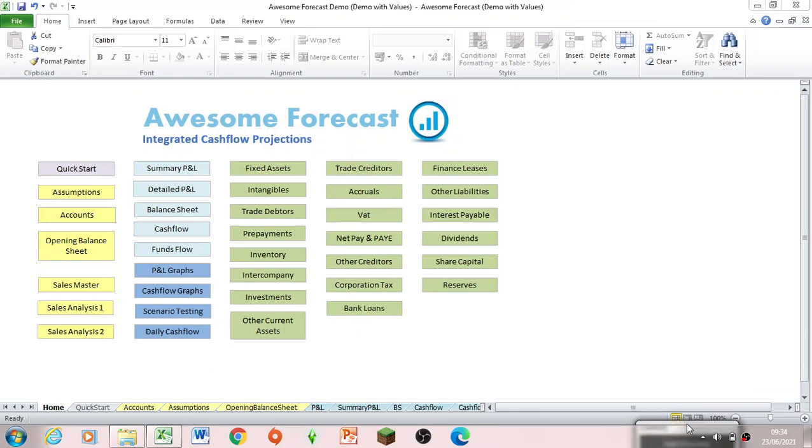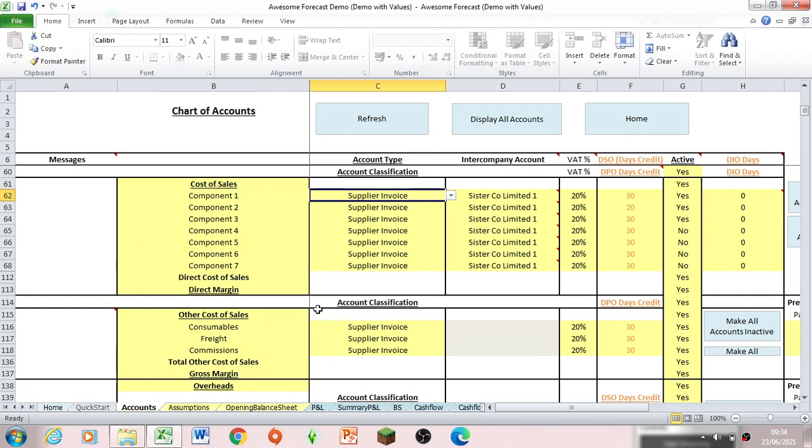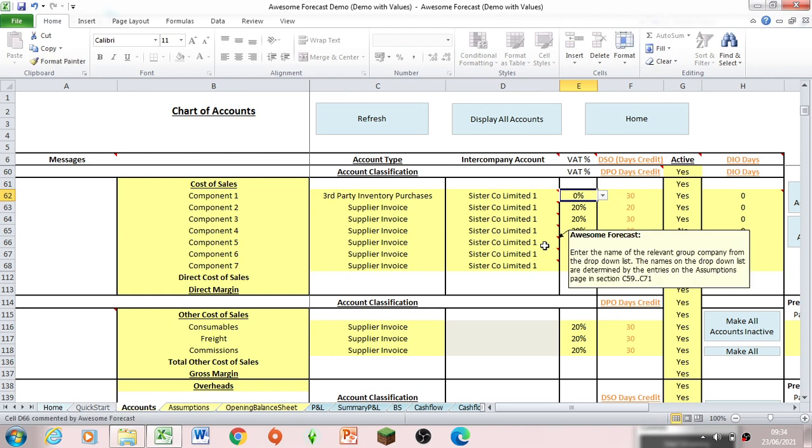Hello. In this video I'm going to show you how inventory is calculated using the inventory days model. To start, go to the accounts page and I'm going to define in cost of sales that this component 1 category is something we hold stock for and we have to buy stock for. So I'm going to categorize that as third-party inventory. For simplicity, I'm going to make the VAT rate 0.